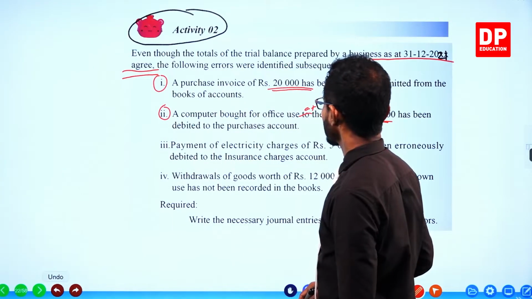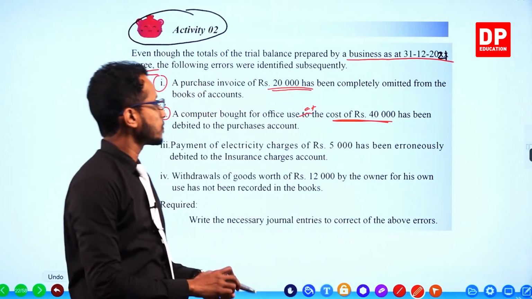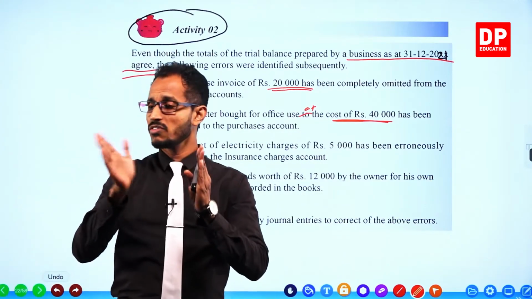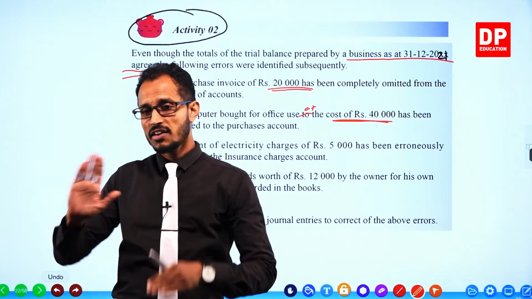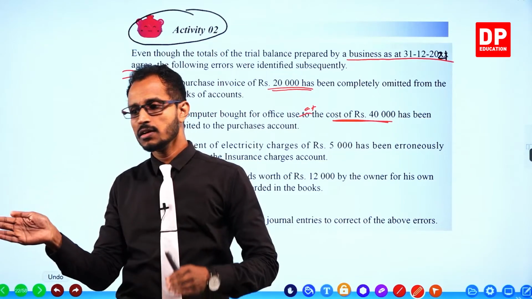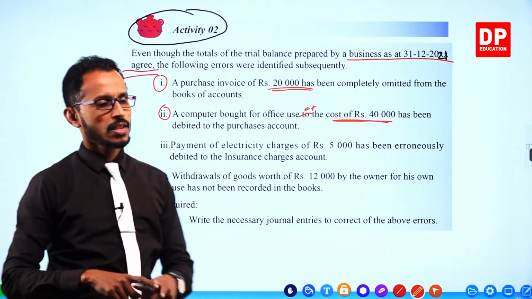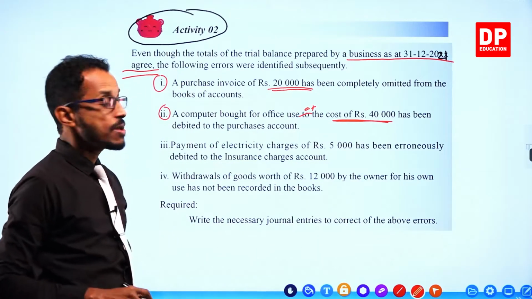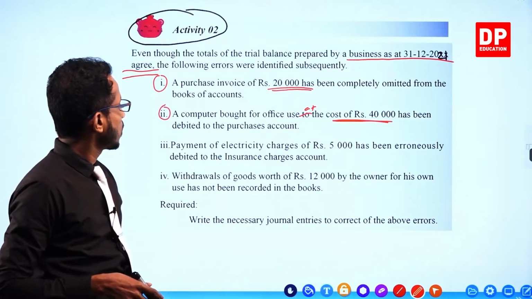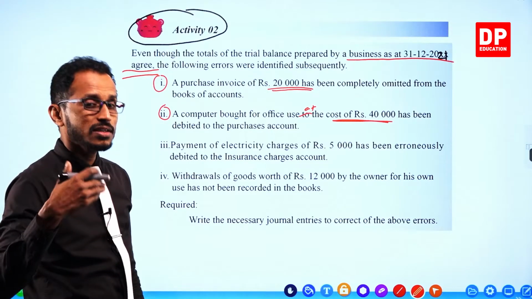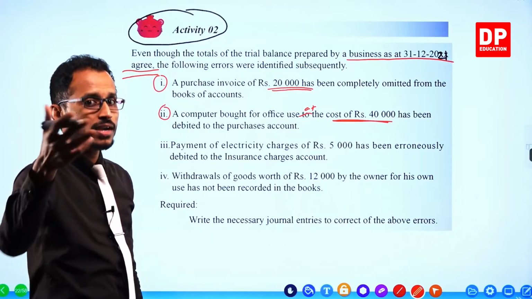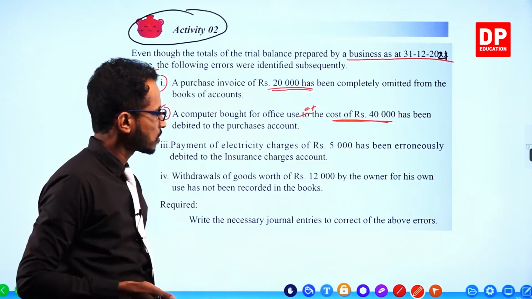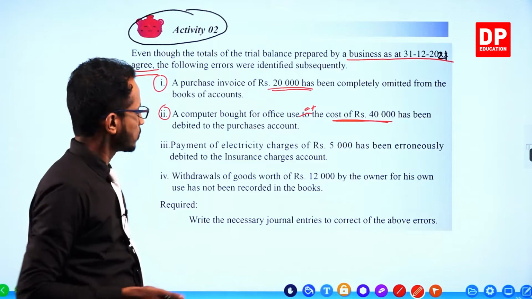You have to remove this 40,000 from the purchases account. The purchases account is an account which is always debited. If 40,000 is debited, to remove it, credit the purchases account. And debit where? You have to record the new non-current asset in a new account, that is the office computer account. All right.